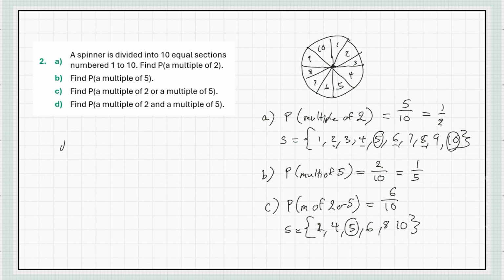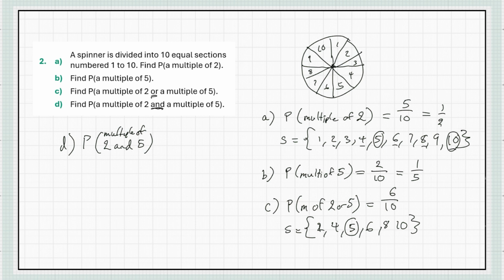Alright, lastly, let's do D. Find the probability of a multiple of 2 and a multiple of 5. When we have AND, it's different to OR. These are very different. The OR means any multiples of 2 or any multiples of 5. The AND means it has to have both of these qualities at the same time.